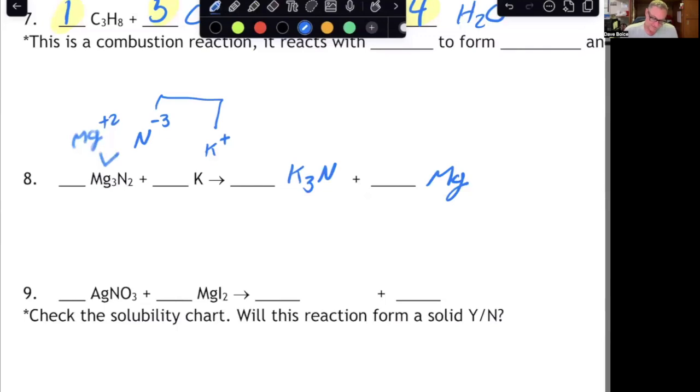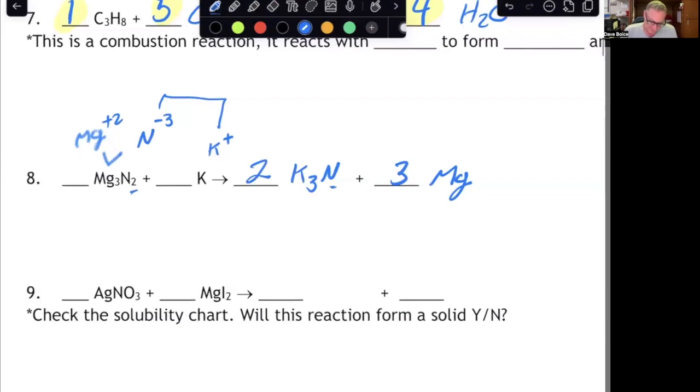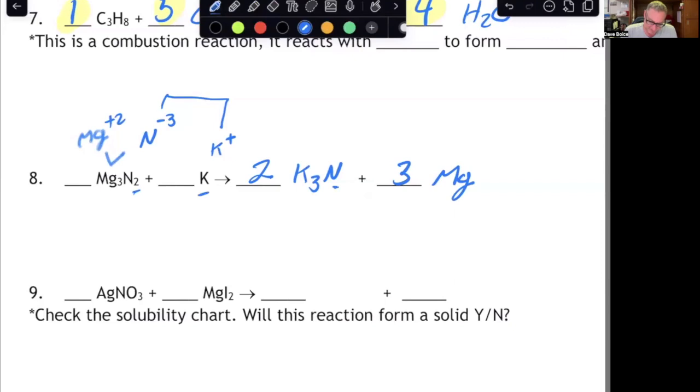Okay, let's balance this. I got 3 magnesiums on one side, so let's put a 3 there. I've got 2 nitrogens right here and only 1 here, so let's put a 2 there. Potassium, I've only got 1 potassium here, and 3 times 2, because I have 2 of these, is 6. So I am going to put myself a 6 right there. Okay, now let's double check. Magnesium, 3 and 3. Nitrogen, 2 and 2. That's good. Potassium, 6, and 3 times 2 is 6. So I'm good. So 1, 6, 2, and 3. Done.